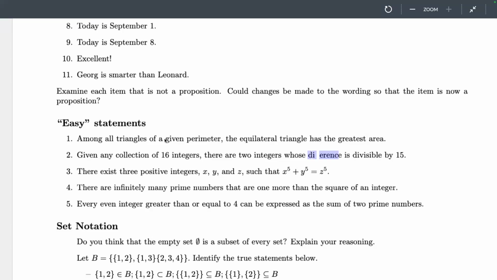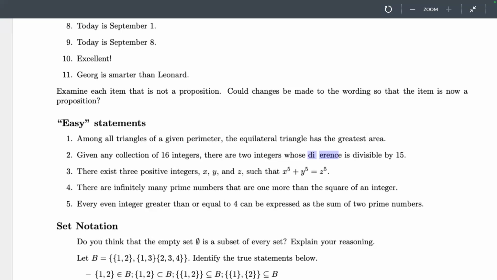Number 4, I don't know that it's named after anybody, but we also don't know if that one's true. We can break these down into simple propositions where we've got infinitely many prime numbers, and the special case is that they're one more than the square of an integer, which seems simple to understand, but is very, very difficult to prove. So don't be fooled by easy statements. Sometimes they are easy, sometimes they're not.